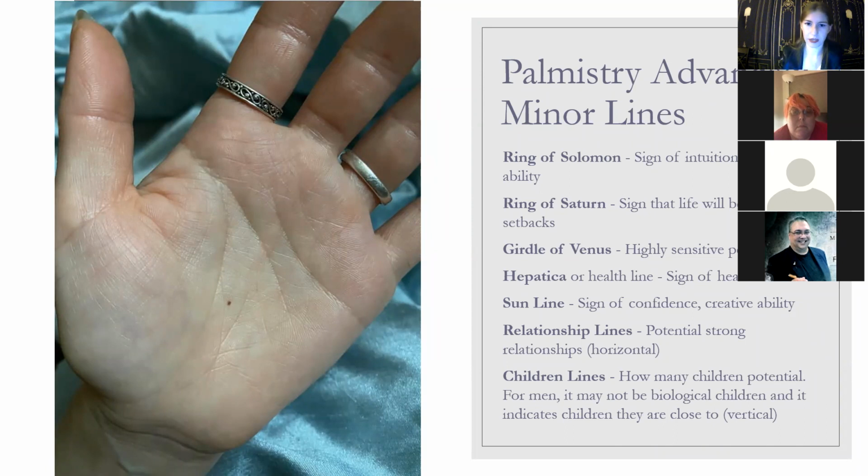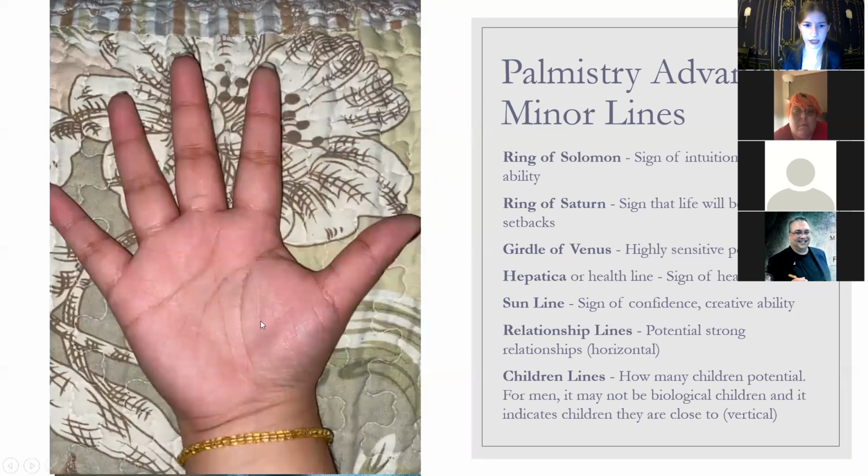Here is another example of a hepatica line. So this is a bit faint. It's a bit curved, but it's still there. So it's a sign that this person's taking care of their physical health. It is pointing towards that little finger, right here. So that indicates that this is a hepatica line.